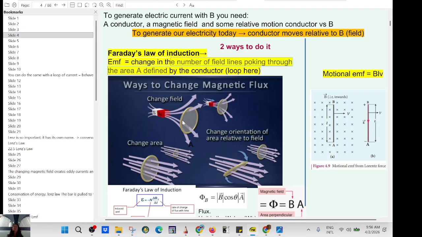So how can we do that? First way, you see here, this is a loop. You take a magnet and you go in and away and in and away. And doing this, you're going to induce a voltage. You're going to induce electricity.